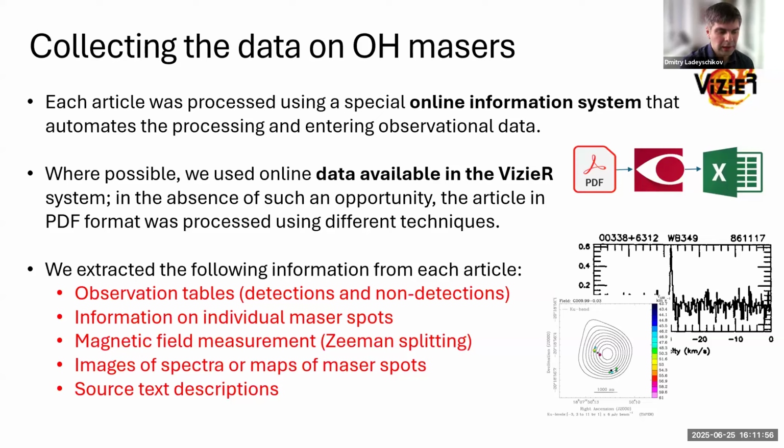Here are some details on how we enter information into the database. We use a special information system that is part of MeasureDB. We used data published in VizieR for papers that have such information. If not, then we use PDF files or supplementary data published at the publisher. So we extract, as explained, detection and non-detection data, interferometric maser spots, Zeeman splitting data, polarization, text descriptions, and spectra.